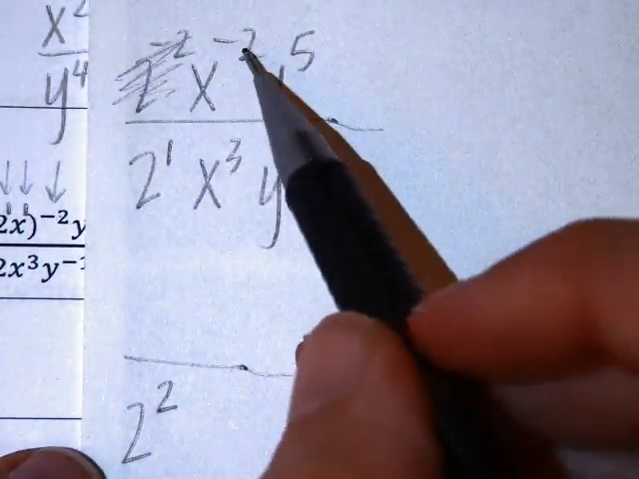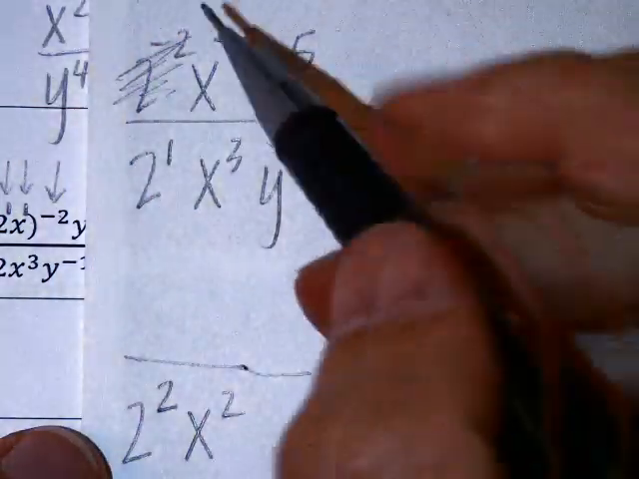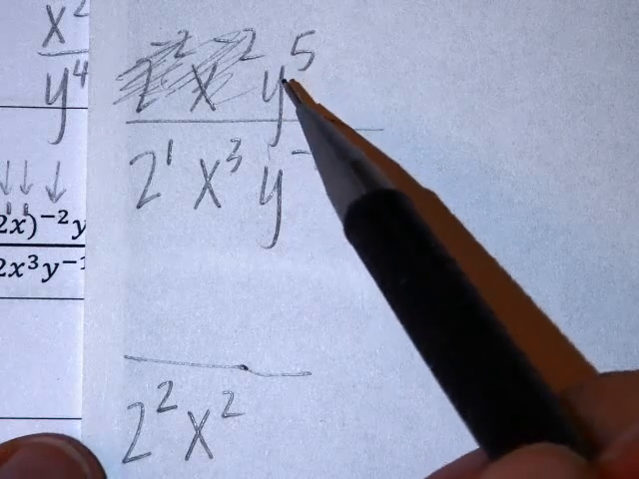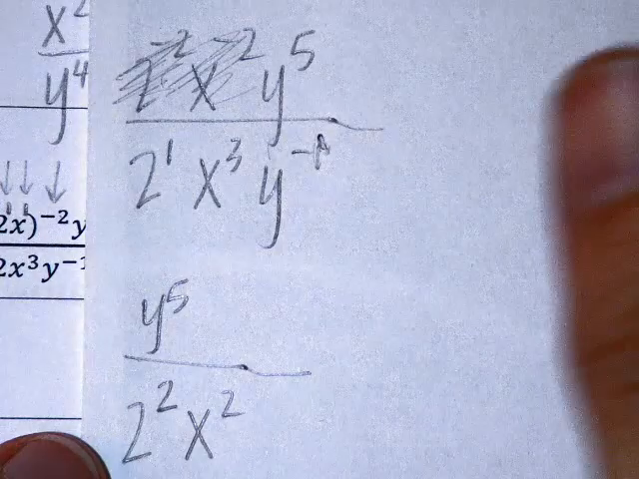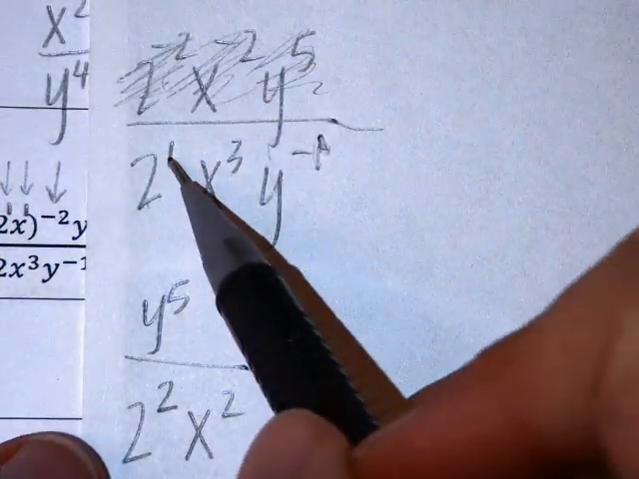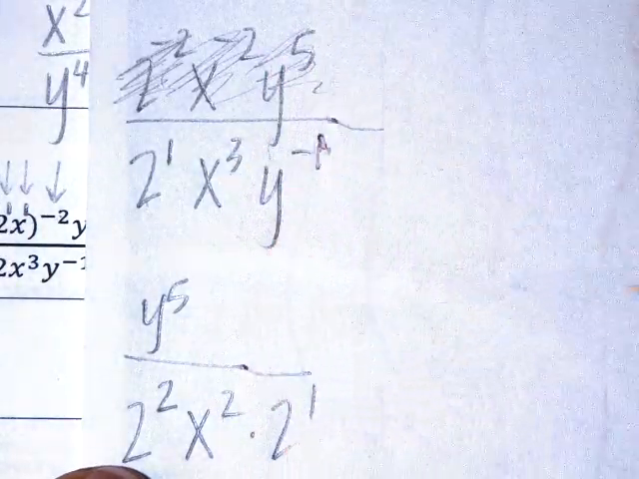X to the negative 2, also a negative exponent. That'll flip to the bottom, become x to the positive 2. Get rid of it. Y to the fifth is already a positive exponent, so I'm not going to move it. It's already on the top. It'll stay on the top. It'll stay y to the fifth. Okay. On the bottom, 2 to the power of 1 has a positive exponent. It's not going to go anywhere. It's still 2 to the positive 1.